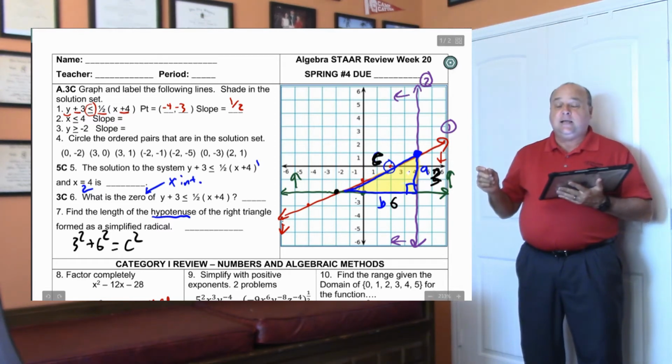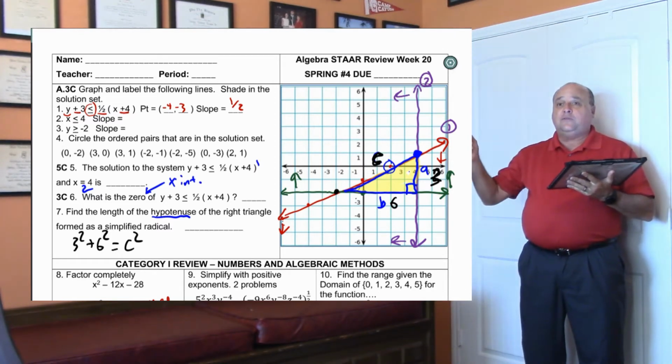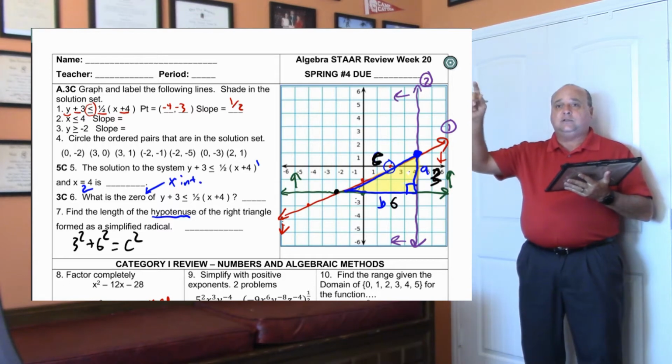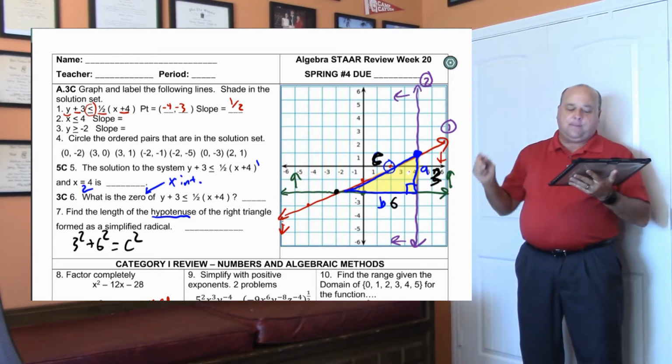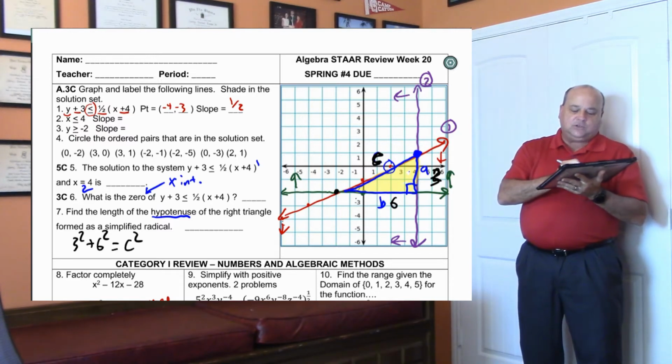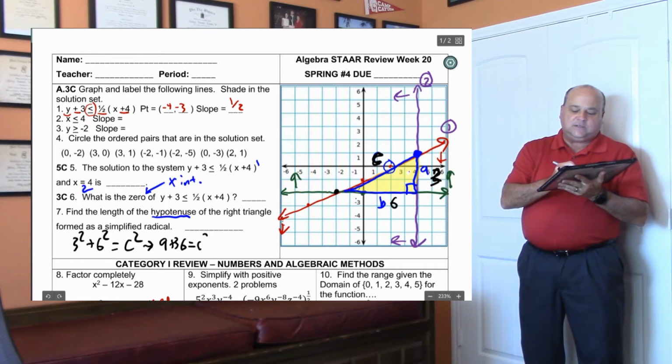Y'all did this in 8th grade. Everyone see where the 3 and 6 come from? That's my two legs, right? The a squared plus the b squared. If you square your legs and add them up, you get the hypotenuse squared. So 3 times 3 is 9, and 6 times 6 is 36, and that's equal to c squared.